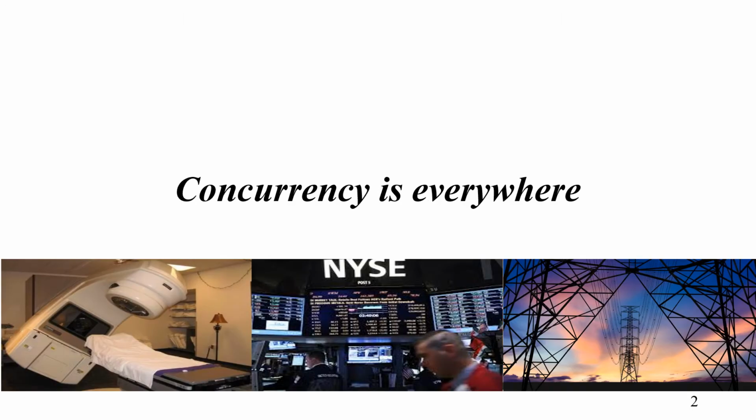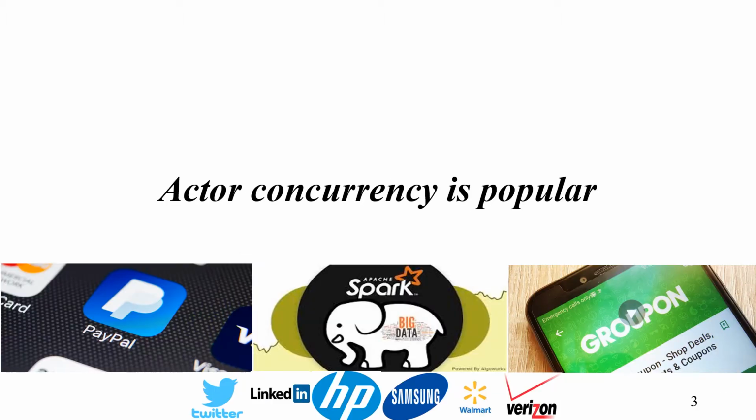Nowadays, concurrency is everywhere, from hospitals to stock exchanges to power grids. There are two major programming models behind this concurrency: multi-threaded concurrency and message passing concurrency. Despite the dominance of multi-threaded concurrency, message passing and its realization in actors is becoming increasingly popular. For example, PayPal uses actors to serve more than 1 billion transactions a day.